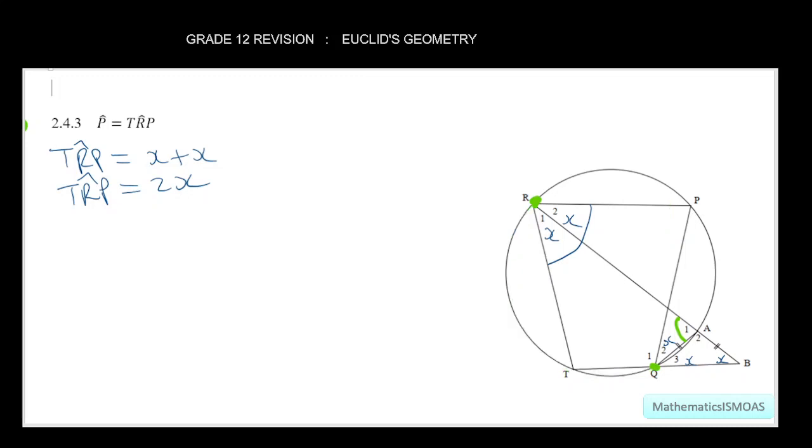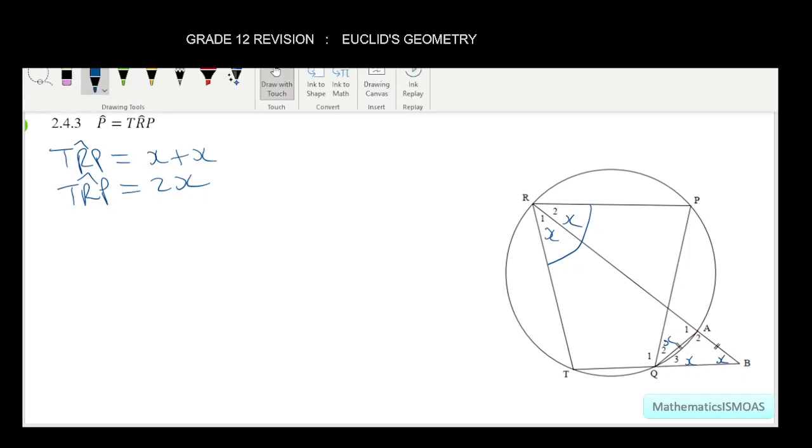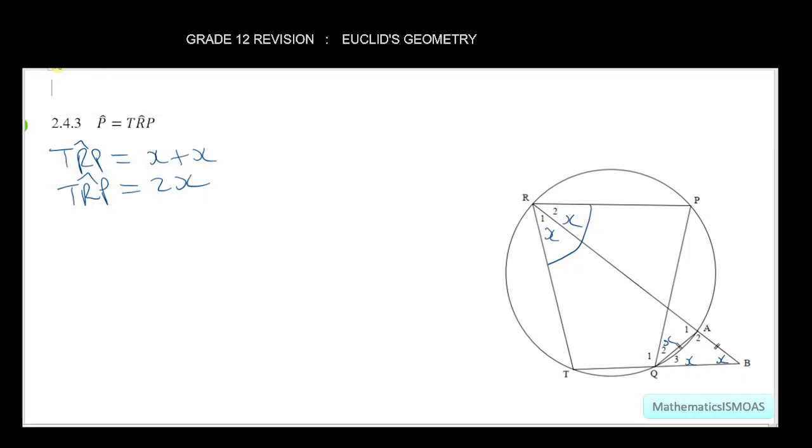Okay, let us do that. All right. Now we say angle P is equal to angle A1. These are angles in the same segment. Then we say angle A1 is equal to angle Q3 plus angle B.